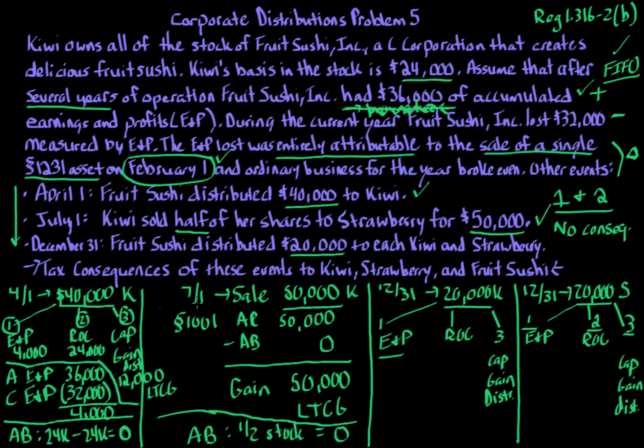So let's start with Kiwi. So we used up all the EMP. There was 4,000 we netted, right? 36 netted with a negative 32,000 current EMP results in 4. We used all 4 here. So that means going forward, the accumulated EMP is 0.